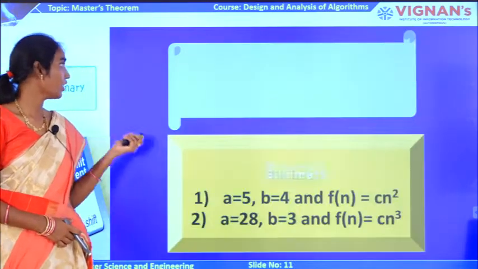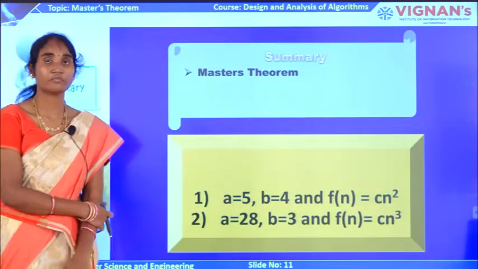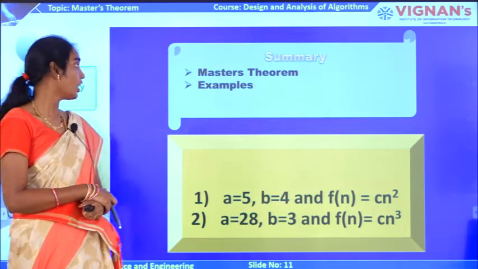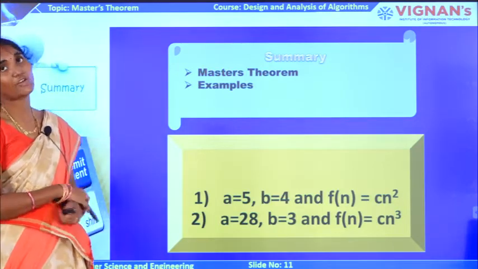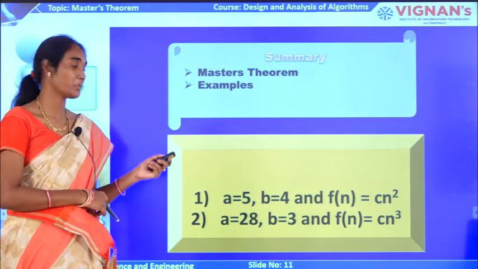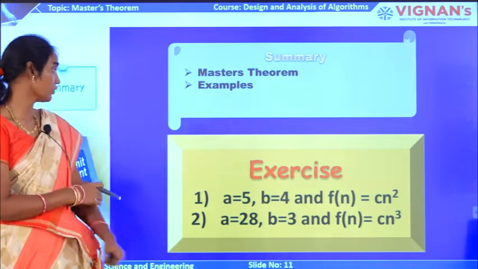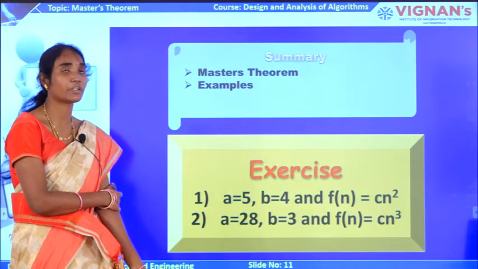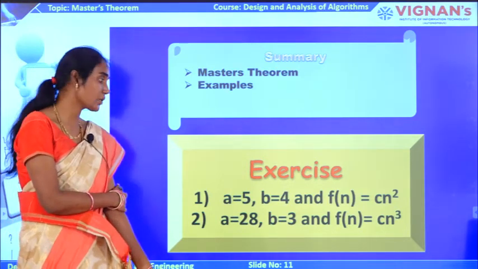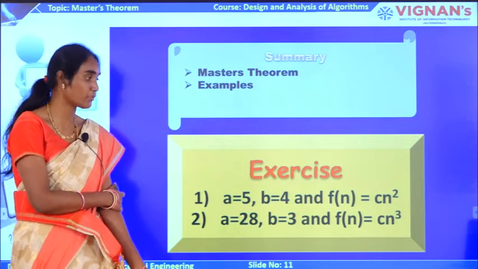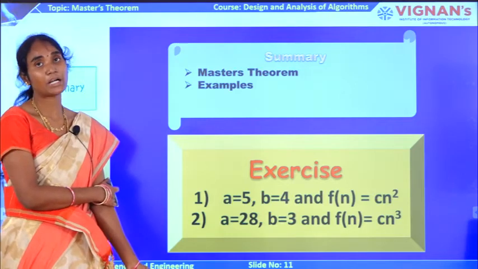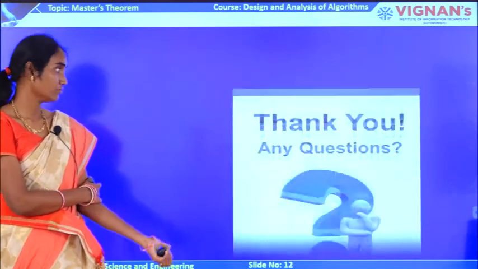Now let's have our summary for today's lecture. We have seen the Master's theorem, some examples, and also one GATE question. Also, here is a small exercise for you: A is equal to 5, B is equal to 4, f(n) is equal to cn square; and A is equal to 28, B is equal to 3, f(n) is equal to cn cube. For these two, try to find the time complexity using Master's theorem. Thank you.